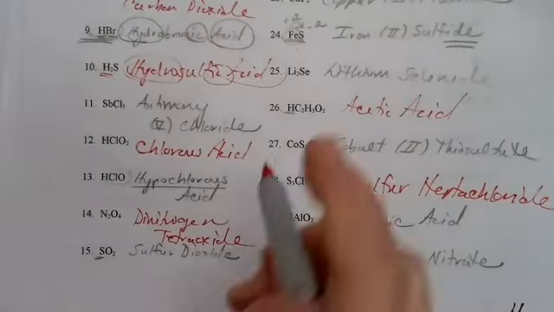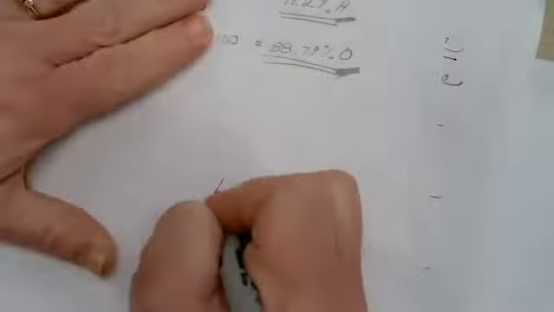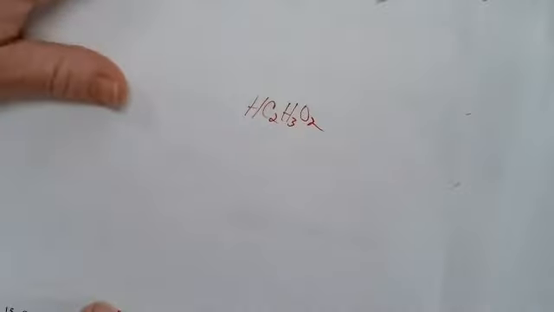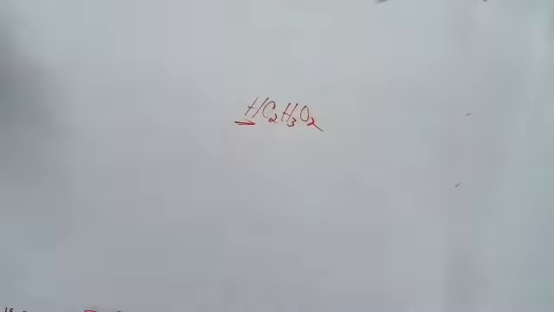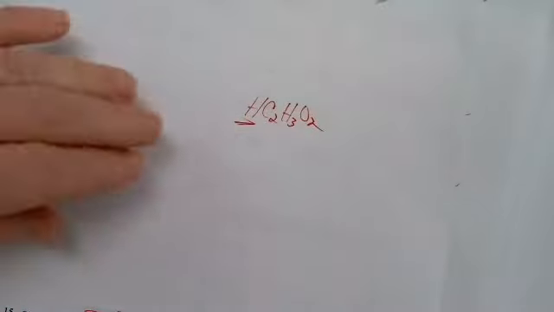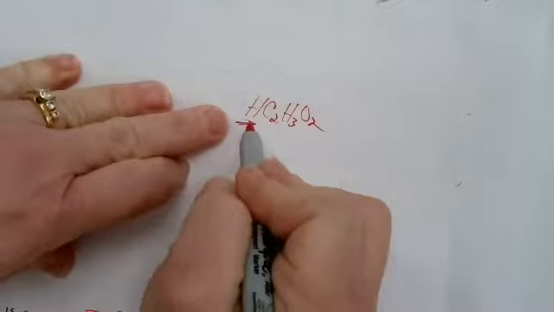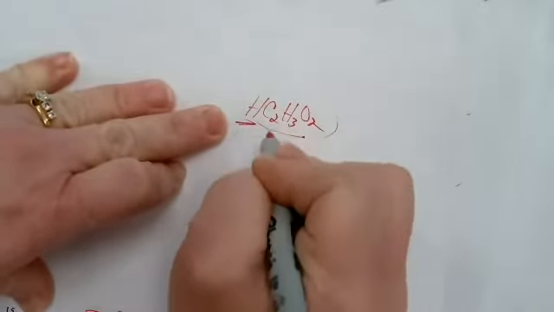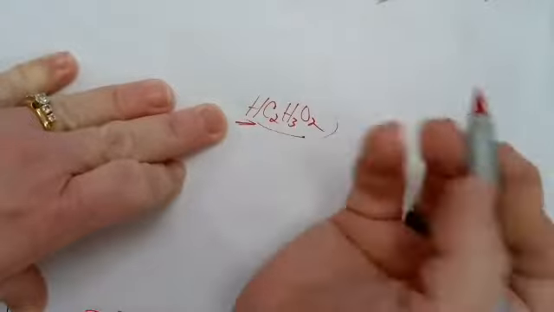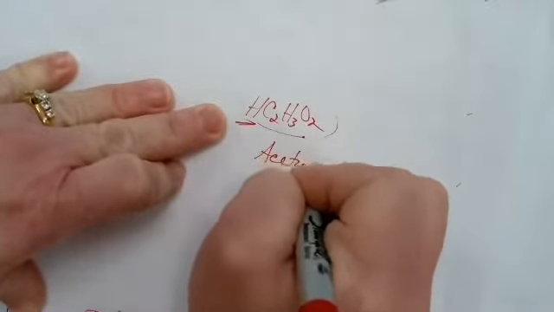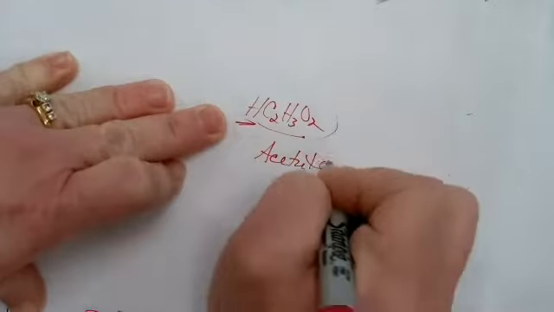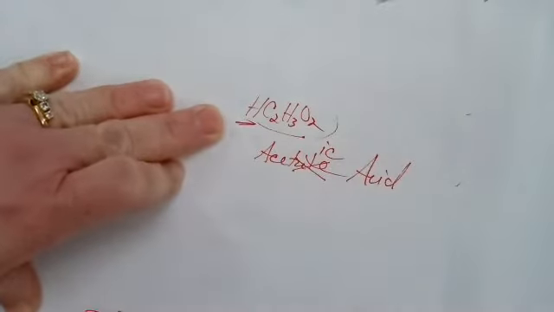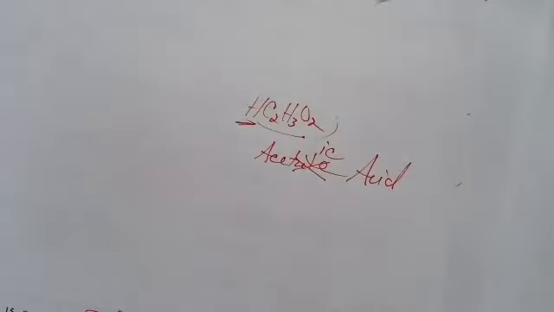Absolutely. All right. So it is HC2H3O2. I first see it begins with hydrogen, so I know it's an acid. Then my brain asks, okay, is the hydrogen with a polyatomic ion? Yep. C2H3O2 minus 1 is acetate. The ate gets changed to ic, and we add the word acid. Is that okay? Yes. Okay.